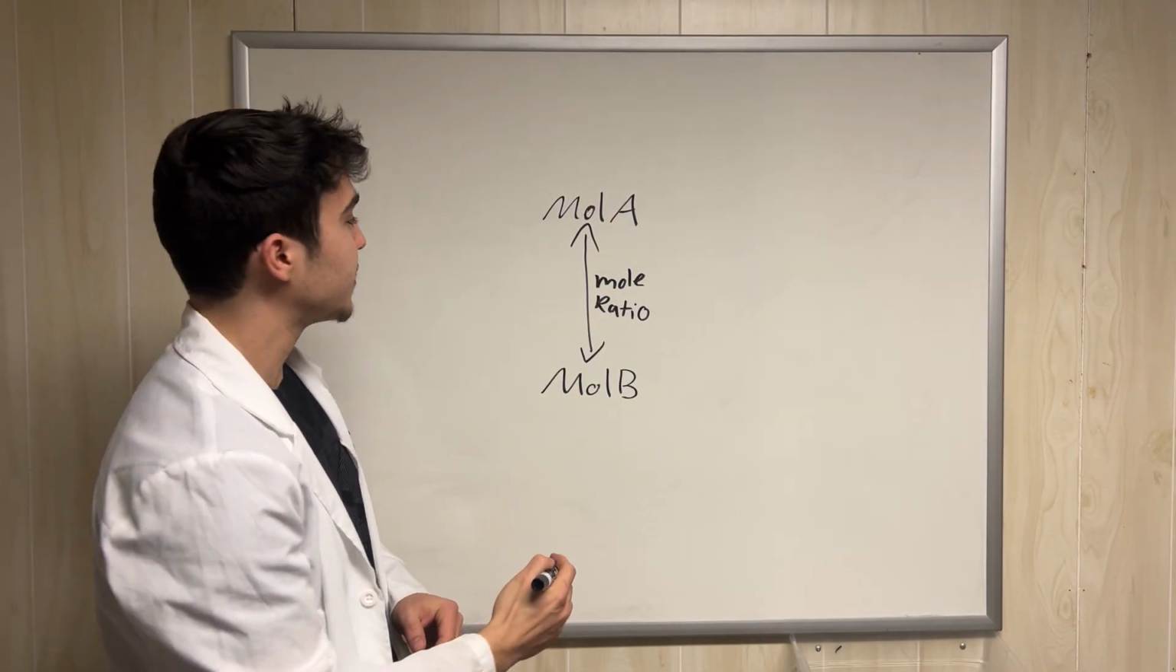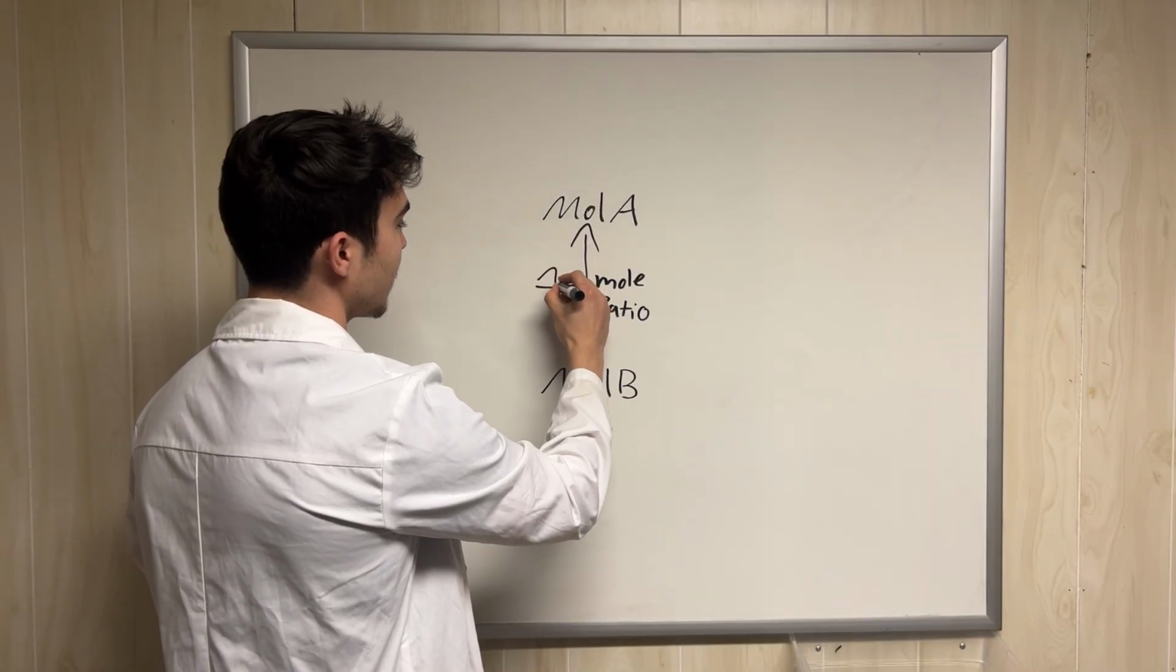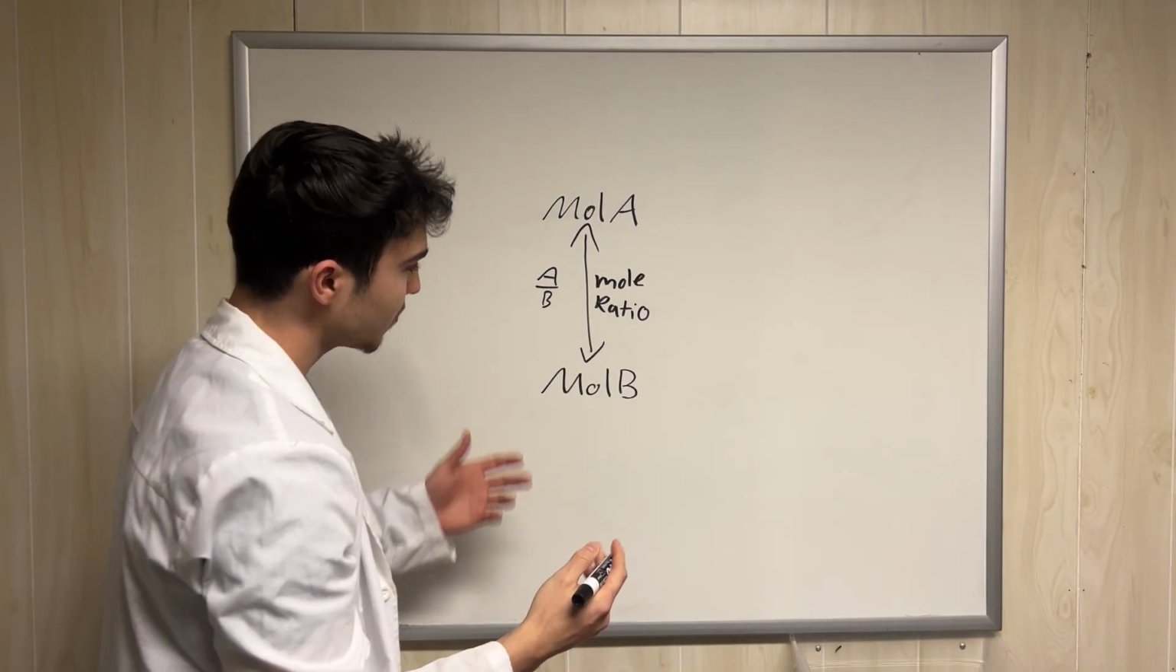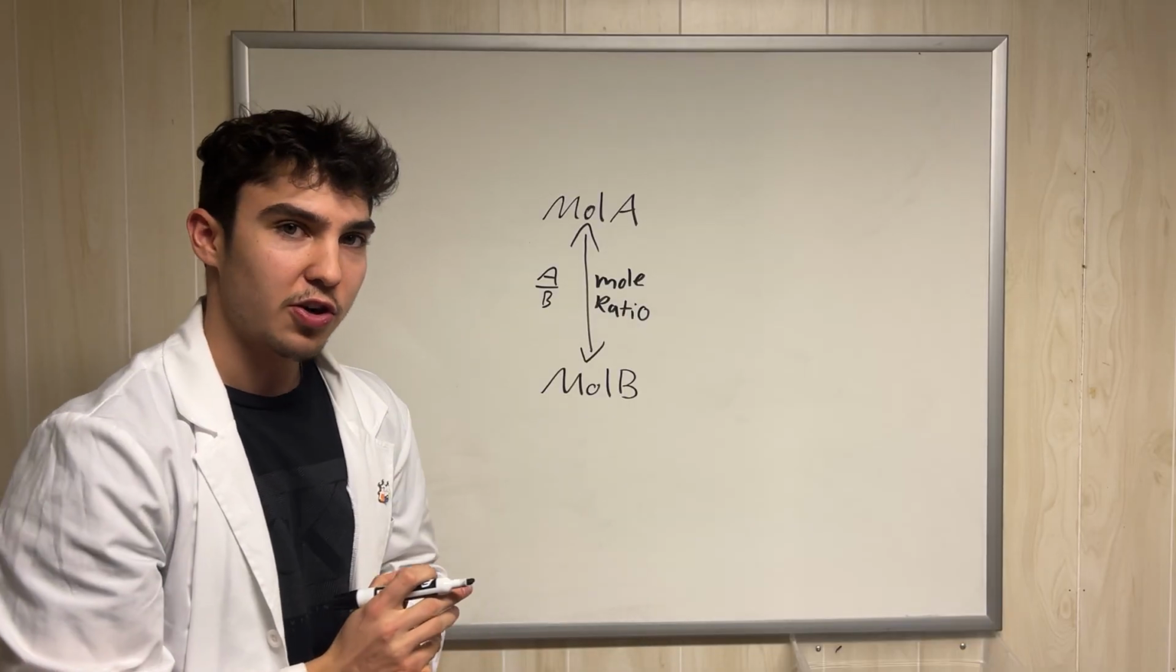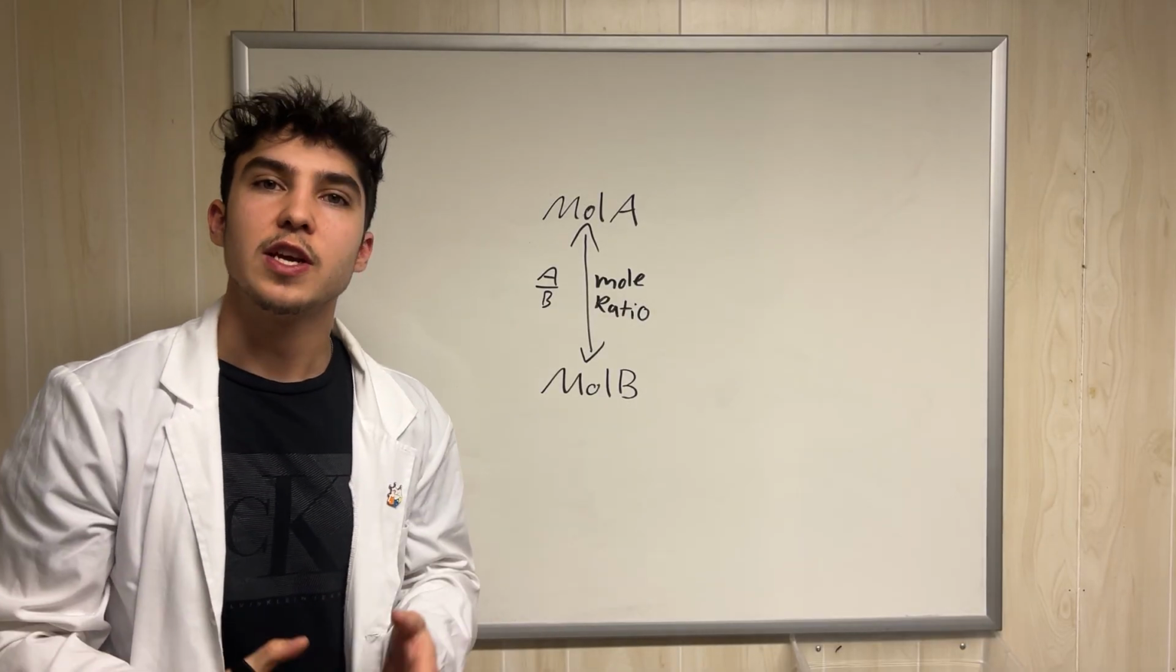This can also be represented as A over B, or however you want to do that. Now the next thing we're going to talk about is the conversion of moles and grams.